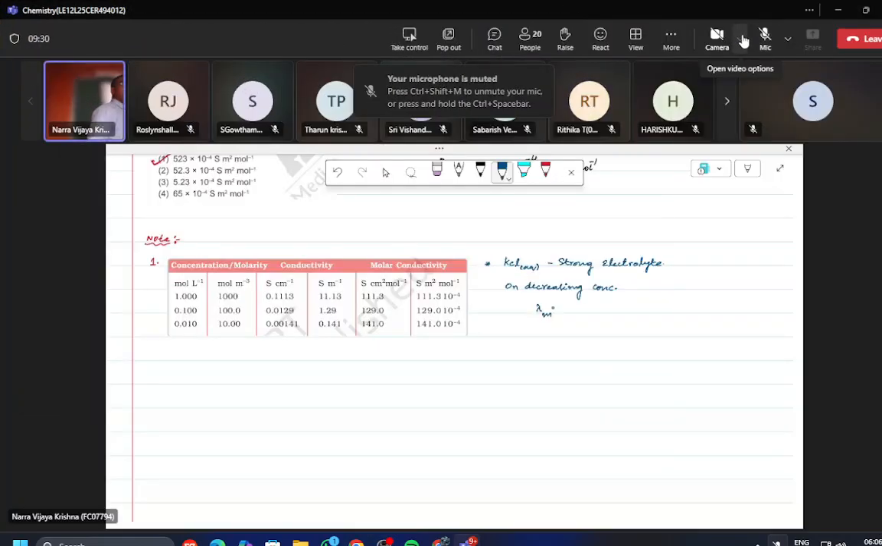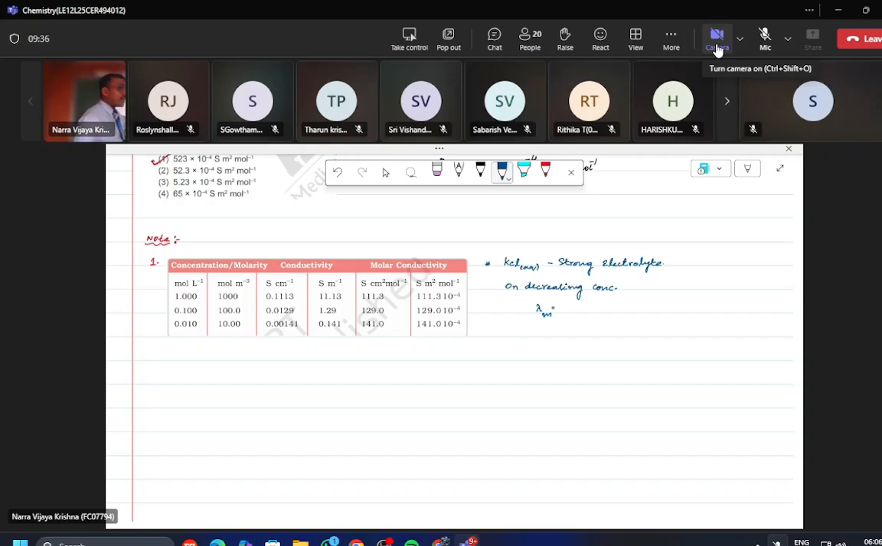You see the unit, Siemens centimeter square per mole. This is for lambda m, right? What happened to lambda m value? Increasing. This is kappa, Siemens per centimeter or Siemens per meter. What happened to kappa value?